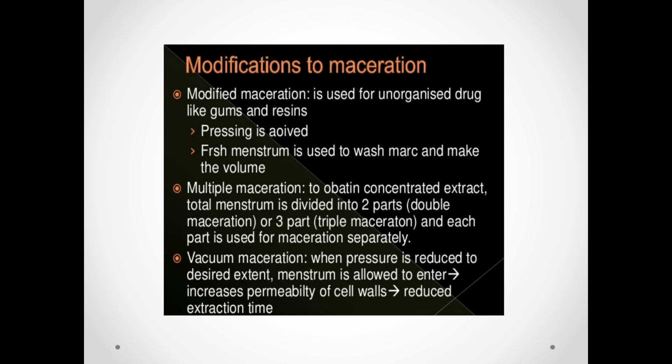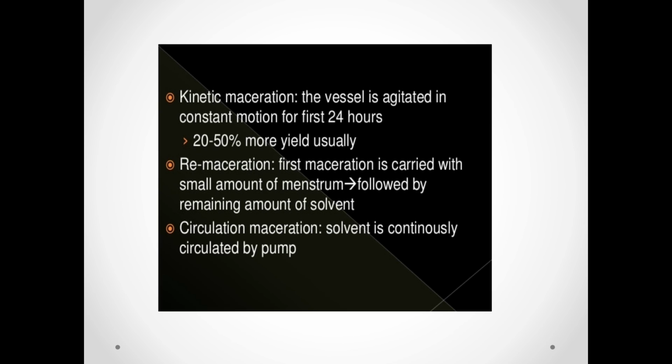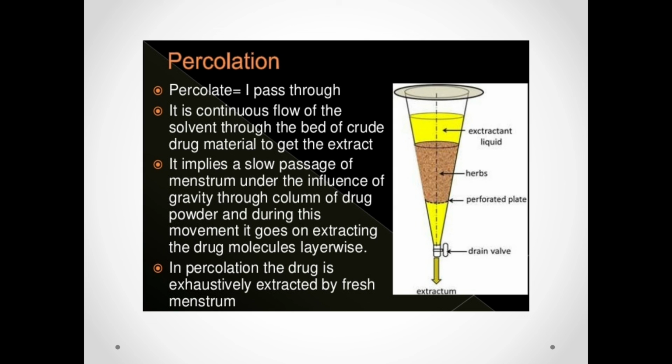The next one is vacuum maceration. When pressure is reduced to the desired extent, menstruum is allowed to enter, that means it increases the permeability of the cell wall as well as reduces the extraction time. The next one is kinetic maceration, in which the vessel is agitated in constant motion for the first 24 hours, giving usually 20 to 50% more yield. Then remaceration, that means first maceration is carried out with a small amount of the menstruum, followed by the remaining amount of the solvent, and circulation maceration, that means the solvent is continuously circulated with the help of a pump. The next one is percolation.